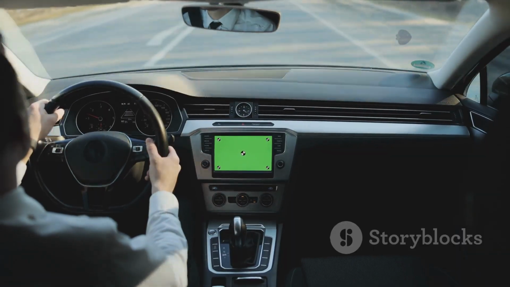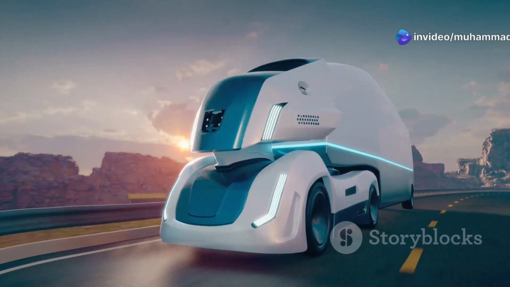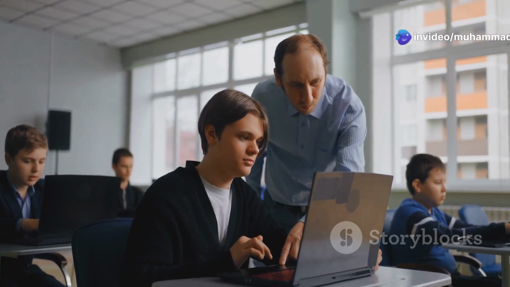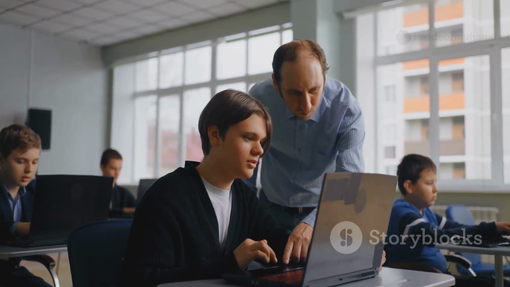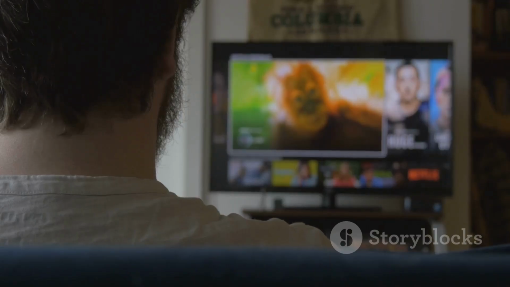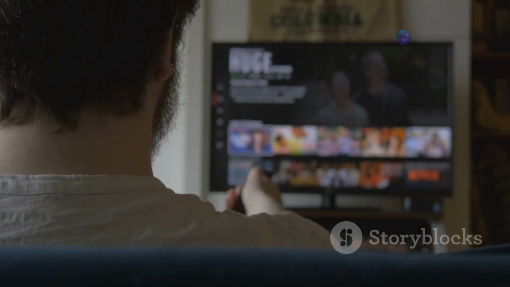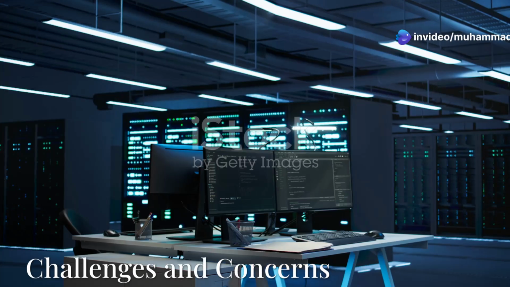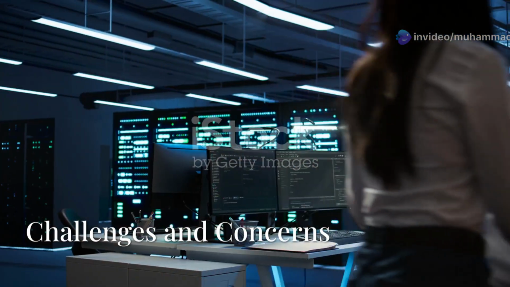Self-driving cars are no longer a futuristic fantasy. They're on our roads today thanks to AI. AI is also personalizing our education with tailored learning tools and AI tutors. And when it comes to entertainment, those Netflix recommendations, yep, that's AI too. It's even changing the way video games are designed and played.